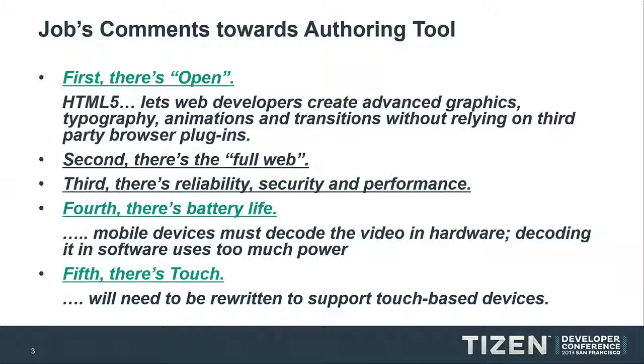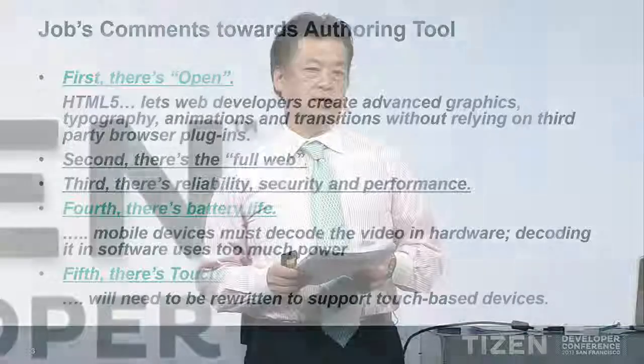However, if an authoring tool produces the HTML5 or JavaScript source code directly, then it doesn't need to have a decode engine. And web developers can modify or add something in the source code openly as they like. And the second, there's a full web. I don't think I need to explain that because we're here now at the Tizen conference.